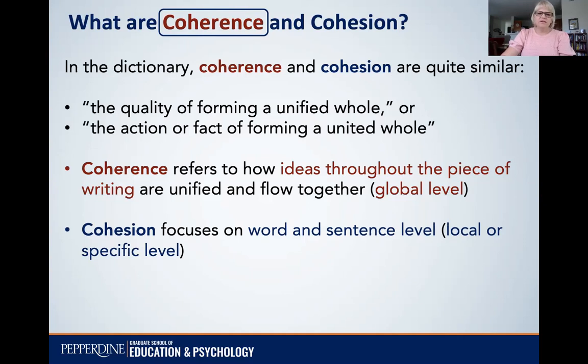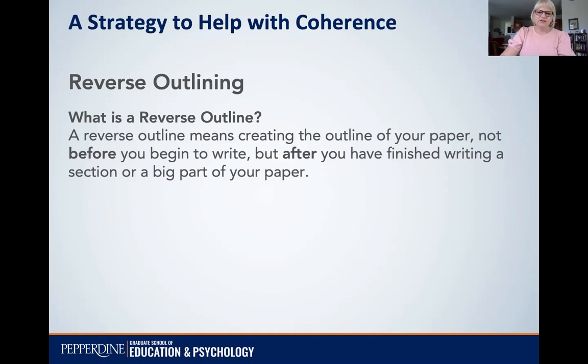In another writing tip, we talked about MEAL paragraphs, where you take a single body paragraph from your paper and make sure that it follows that acronym. You might want to look back at my past YouTube videos to check that out. Today, we're going to talk about a strategy called reverse outlining, which is another way to increase coherence in your paper.